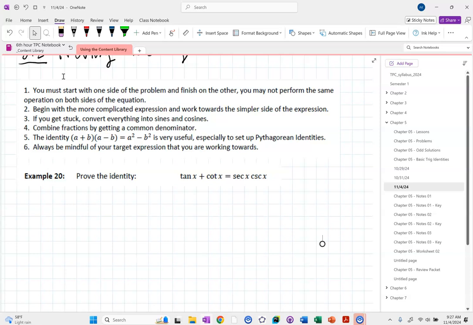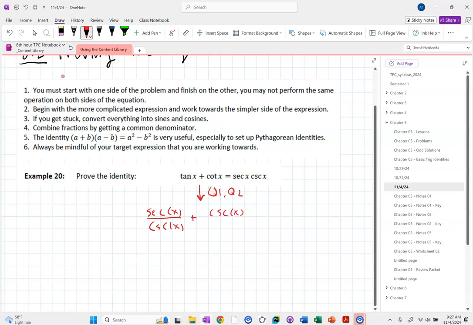So that would be my first step, is that I would use Q1 and Q2 to turn tangent into secant over cosecant and cotangent into cosecant over secant.